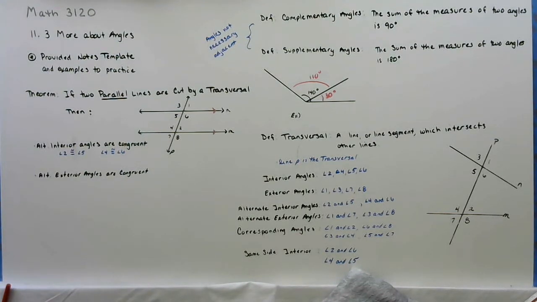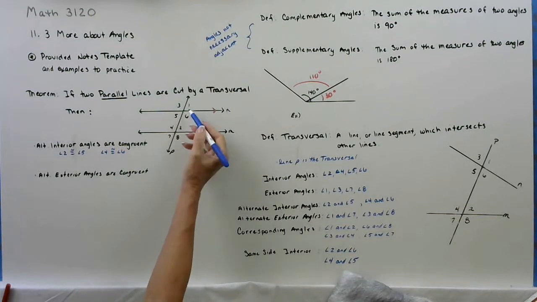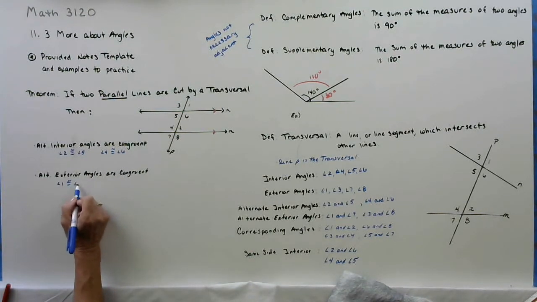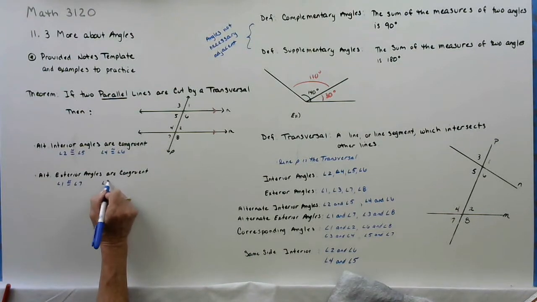So alternate exterior. So that's 1 and 7, 3 and 8. Alternate exterior. So angle 1 is congruent to angle 7. Angle 3 is congruent to angle 8.